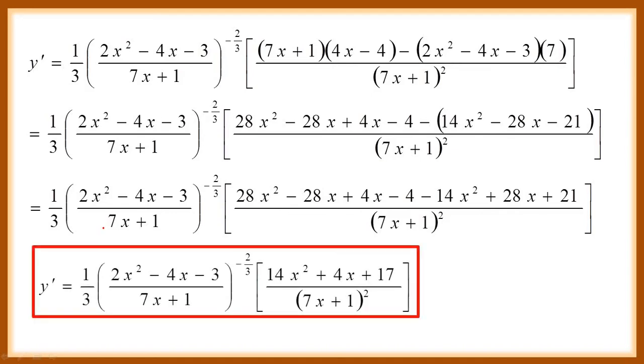So, for our final answer, we simplify this part na lang. This is still the same. For this part, we have 28x squared and we have negative 14x squared. So, 28x squared minus 14x squared, that is 14x squared. Next, for our x, we have 28x and we also have 28x here. So, this part will become 0. Ano ang natira? Natira si 4x. And then, for our constant part, we have negative 4 plus 21, that is positive 17. That's it for our solved problem number 7.